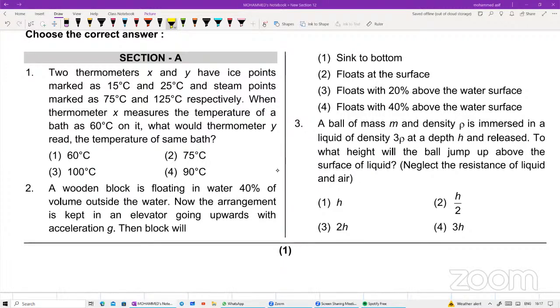A small sort of revision for NEET 2023 based on thermal properties of matter, fluid mechanics, and to some extent your waves, if possible. Let's see the questions. Try to take a paper and try to do it along with me.